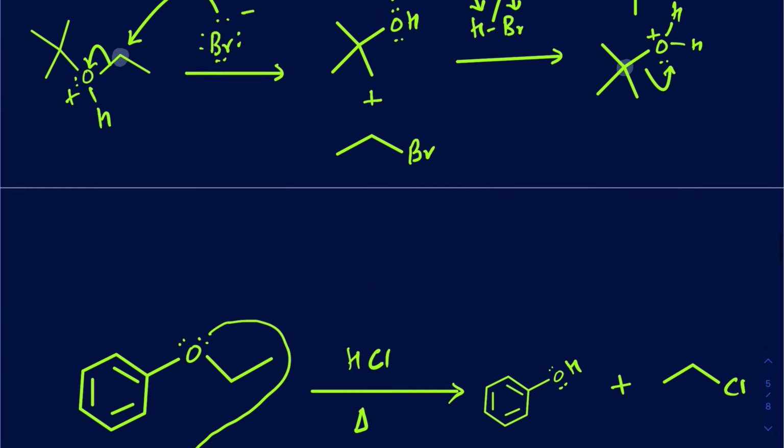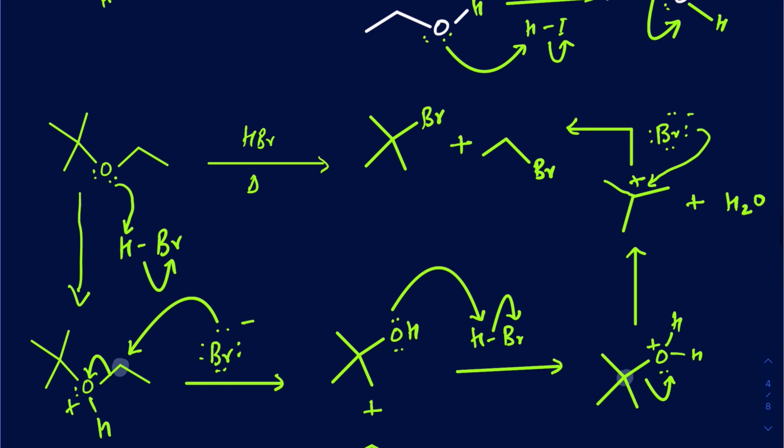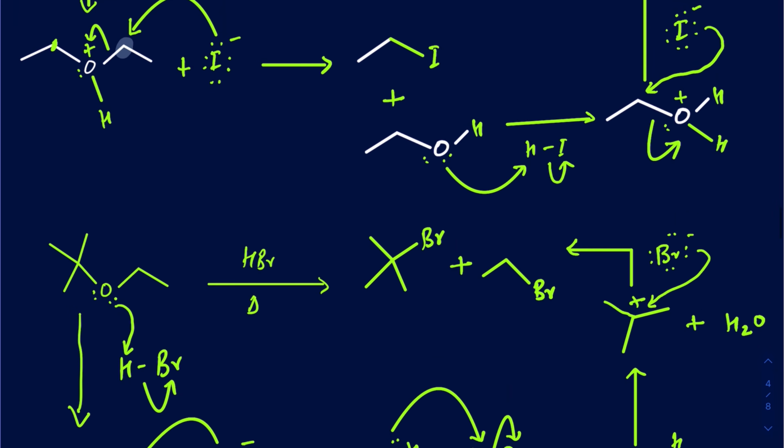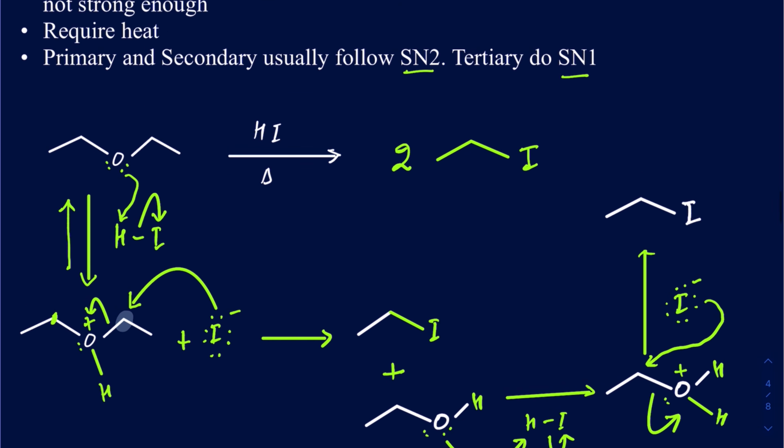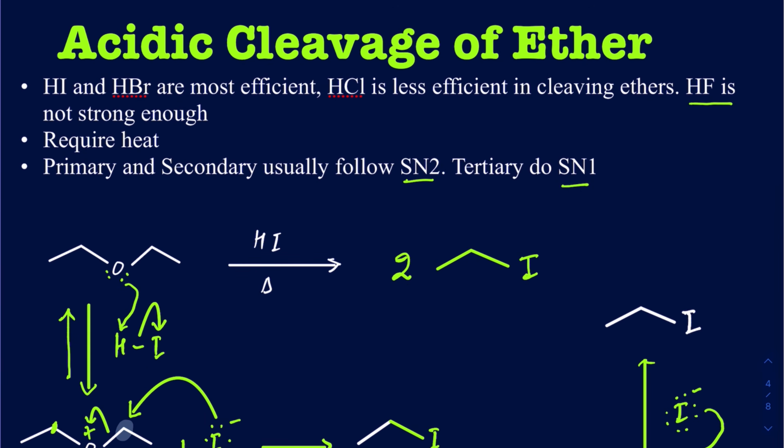As opposed to when you're dealing with these aliphatic ethers, you can make two types of alkyl halides if you're dealing with an unsymmetrical ether. If you're dealing with a symmetrical ether, you will make 2 moles of the same alkyl halide. So this is all you really need to know about acidic cleavage of ethers.